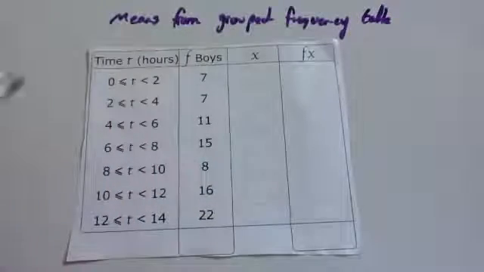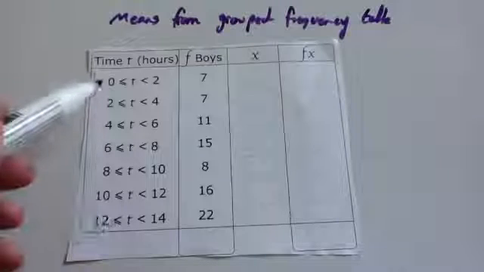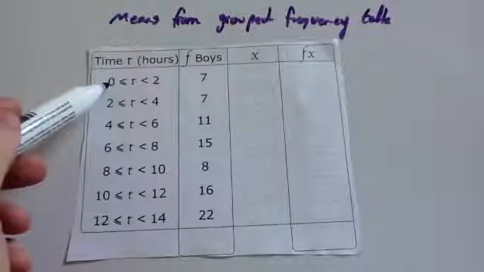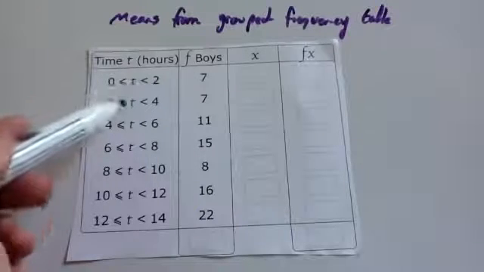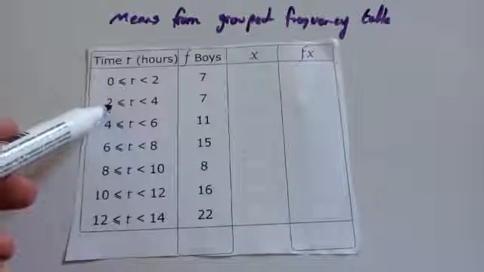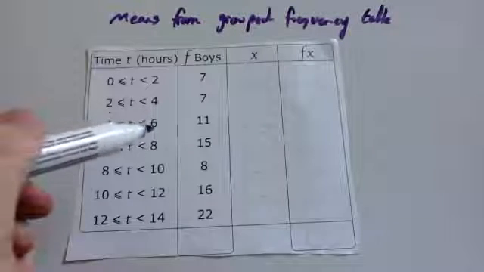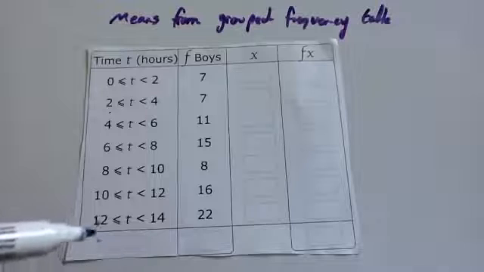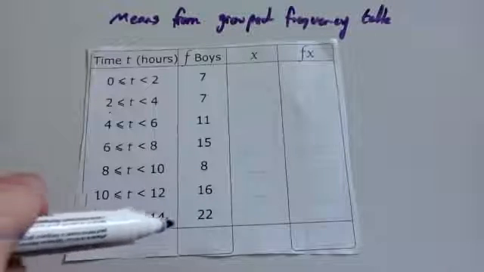Okay, we're now going to look at working out the means from grouped frequency tables. So here you can see you've got a grouped frequency table. The reason you know it's a grouped frequency table is it's got the inequalities. So this means that time is bigger than or equal to 0, but less than 2. Time is bigger than or equal to 2, but less than 4. Time is bigger than or equal to 4, but less than 6, and so on, all the way to time is bigger than or equal to 12, but less than 14 hours.